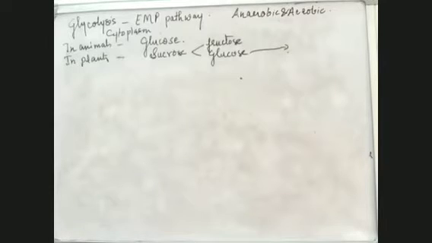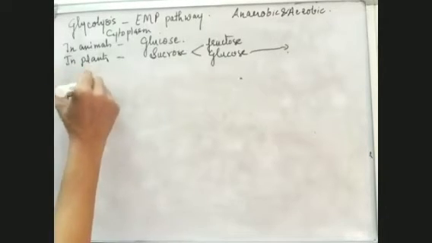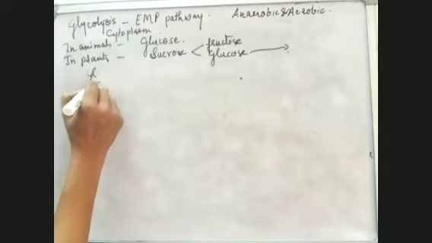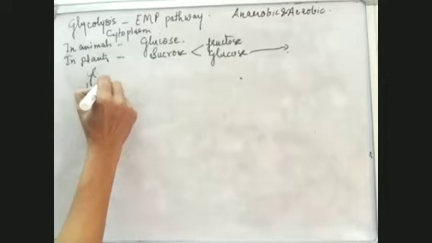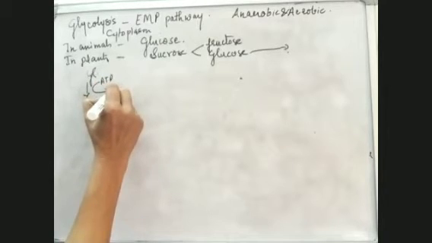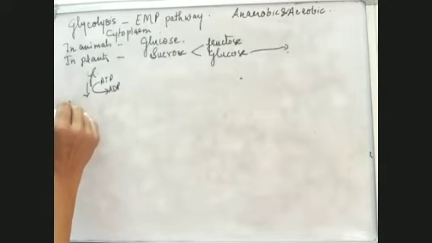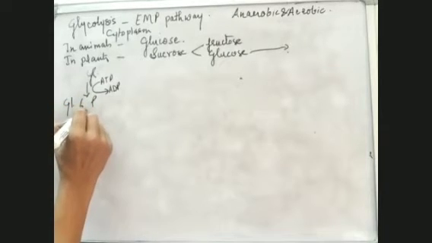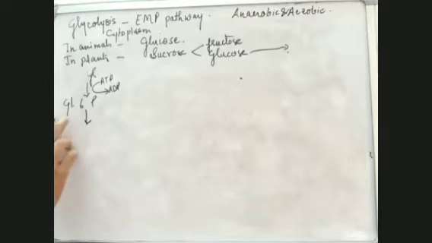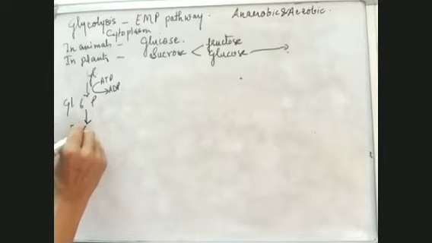Now, what is the process of glycolysis which takes place? The glucose utilizes ATP. When ATP is utilized, ATP gets converted into ADP, and glucose gets converted into glucose 6 phosphate in the presence of the enzyme hexokinase. This glucose 6 phosphate, under the action of another enzyme, isomerase, gets converted into its isomeric form, which is fructose 6 phosphate.